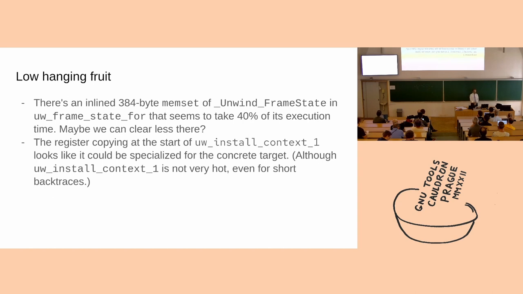The next slide I have is your slide of low-hanging fruit. Yeah, this is a bit of additional performance improvements we can make. I noticed that there's a large memset at the beginning of the UW frame state 4 function, and that seems to take 40% of its execution time. And UW frame state 4 seems to take like 10 to 15% of execution time doing unwinding, so it's a fairly significant fraction of the entire time we spent there.